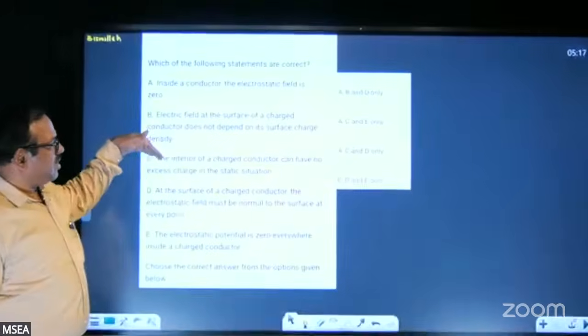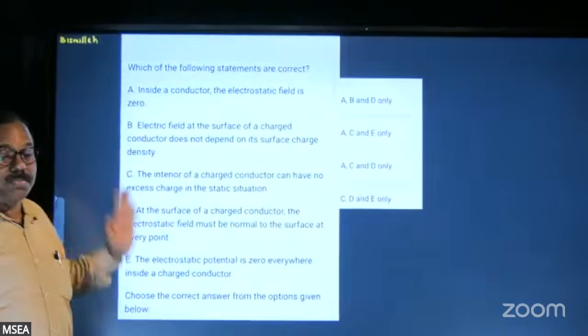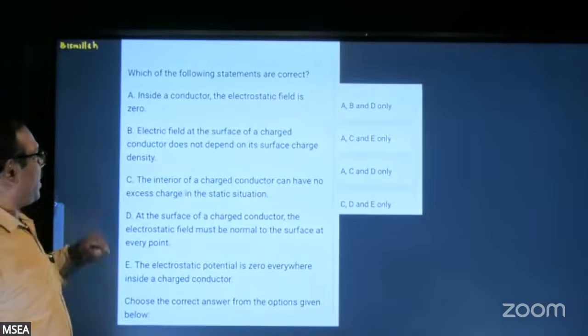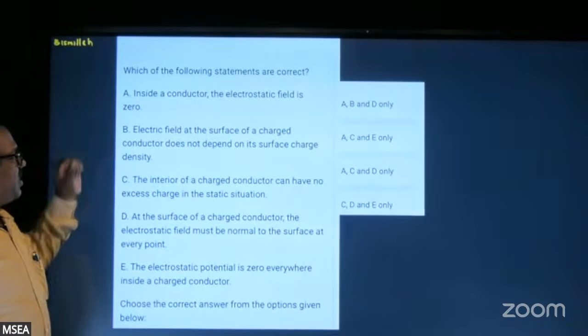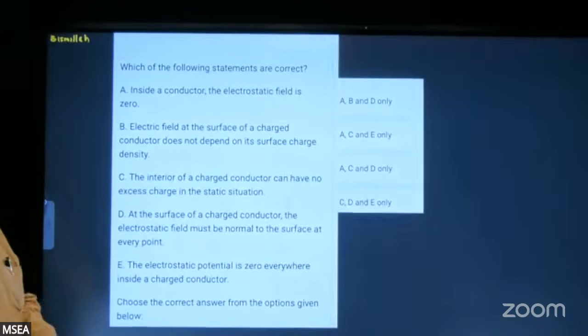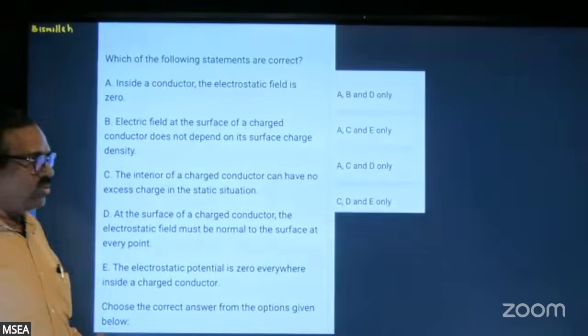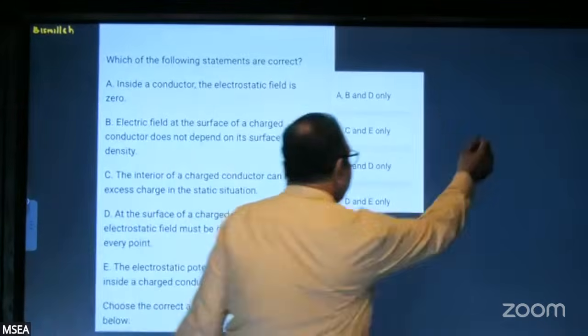Okay. So let us see the question asked in this chapter, electric potential. Let us see which of the following statements are correct. Inside a conductor, the electrostatic field is zero. Okay, yes. So inside the conductor, the electric field is zero. This is what you have to remember. So this one is A.